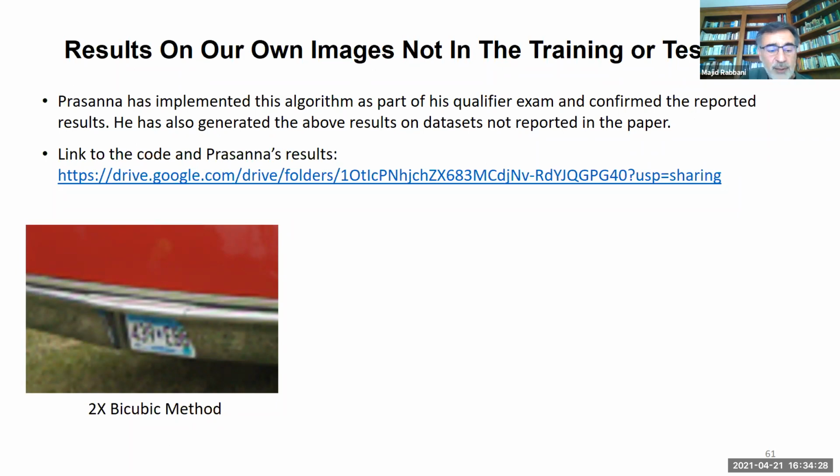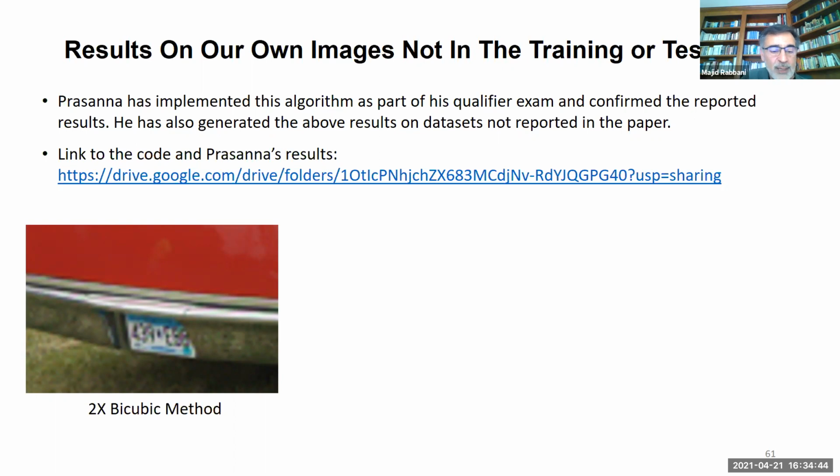So this is Prasanna's image. This is a cropped version of a bigger image. And the reason we have cropped it is because I want you to see the detail, because you know, FBI is always interested in reading that license plate, right?